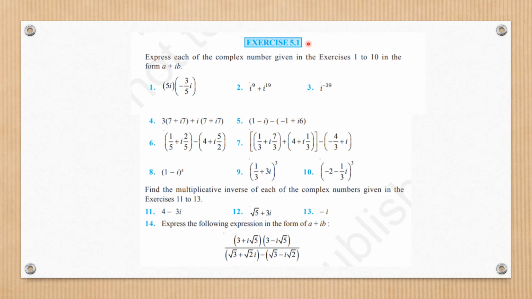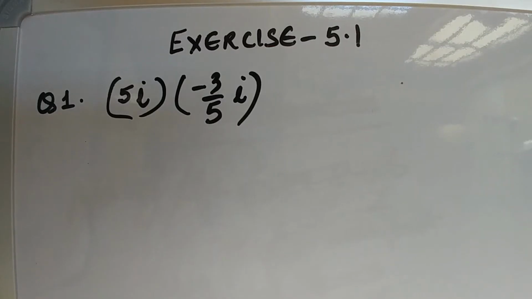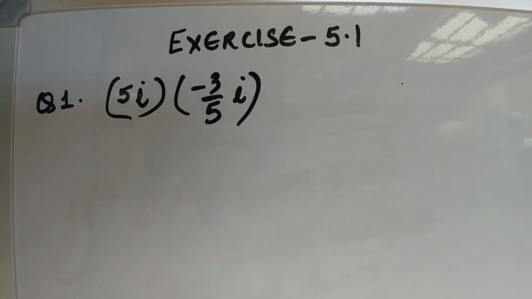Now we will solve exercise 5.1 on the basis of the concept learned. From question number 1 to 10, you need to express all the complex numbers in the form of a plus iota b. And from question number 11 to 13, we need to find the multiplicative inverse of complex numbers. And in number 14 also, I have to express this complex number as a plus b iota. Let us start solving exercise 5.1.